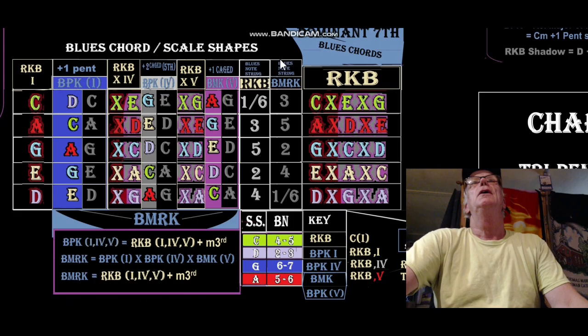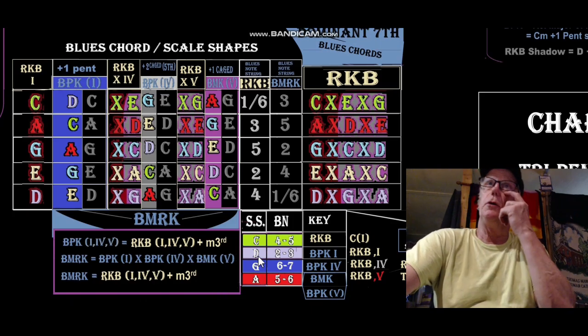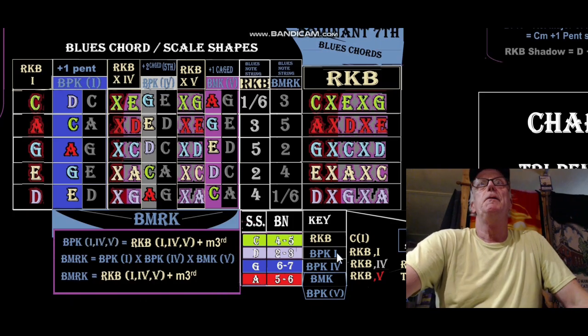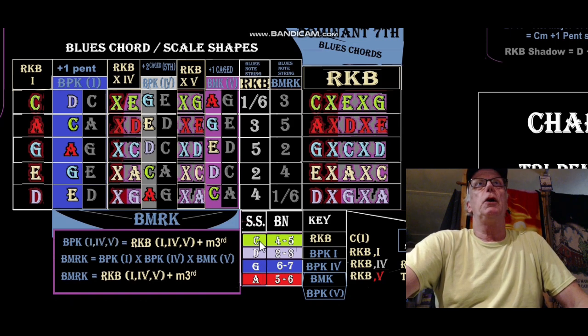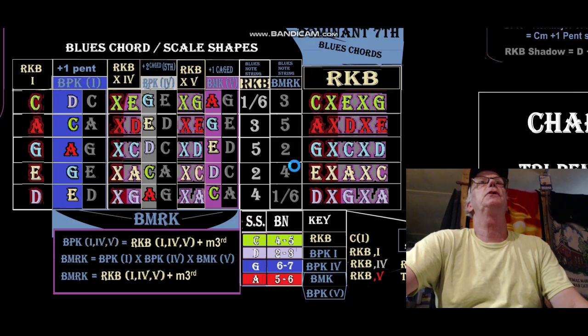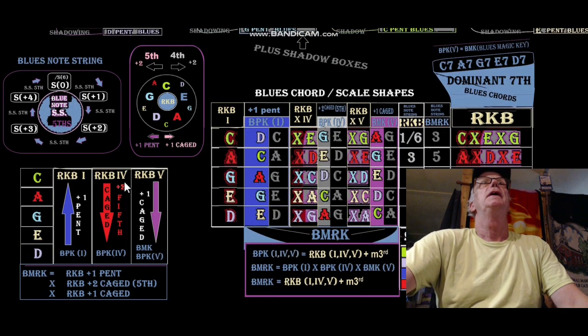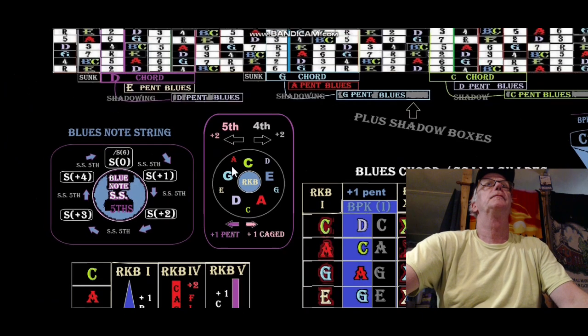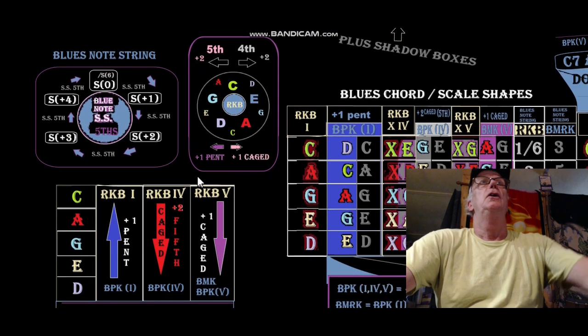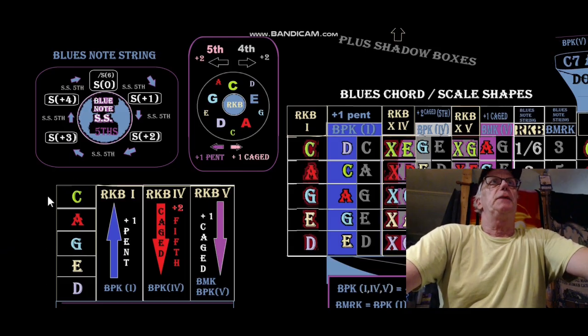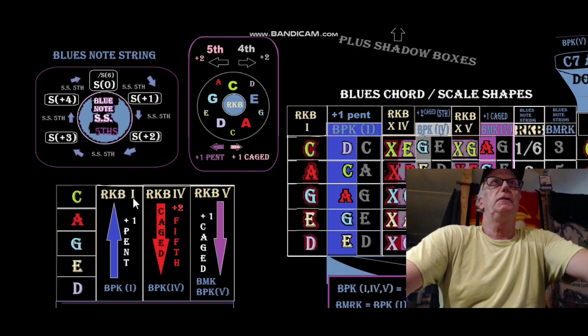Okay, so let's see what's going on here. When we employ the root pent key, the blues pent key here, we're going to go up 1 cage shape. Let's look and see where that happens. That happens over here. This is our regular root key of the blues shapes. Root key of the blues 1. From there, if we go up one pent shape, we get blues pent key 1.